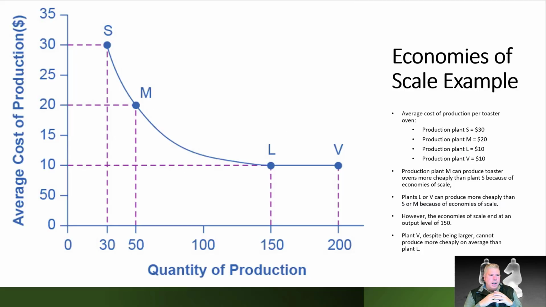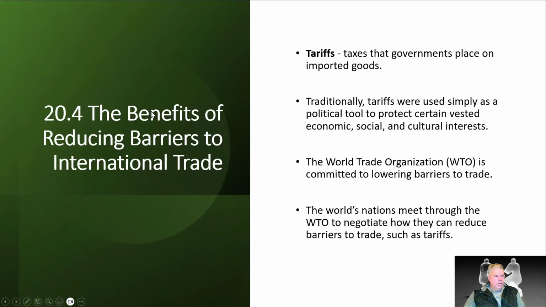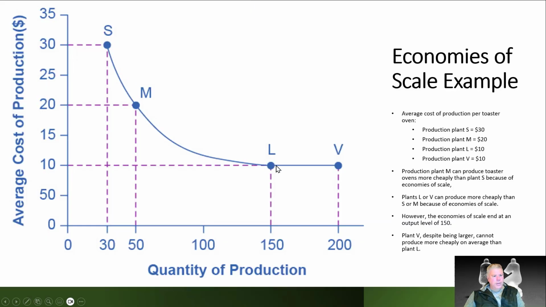So here's an economies of scale example. Average cost of production per toaster oven. We're looking back at some micro concepts here. At production plant S the cost is $30, M is $20, L is $10, and V is $10. And you can see the quantity of production. As you get larger and larger plants, the average cost of production goes down because you begin to see economies of scale. At some point, economies of scale end.